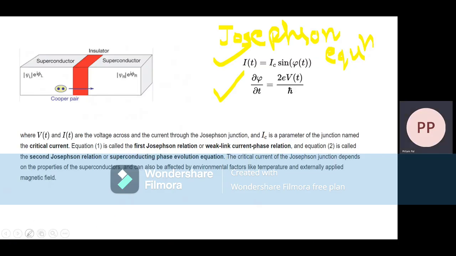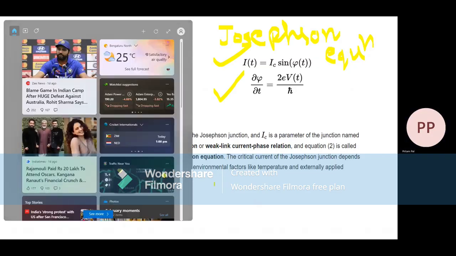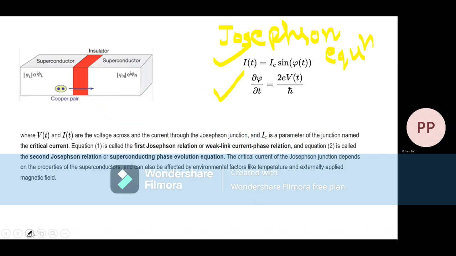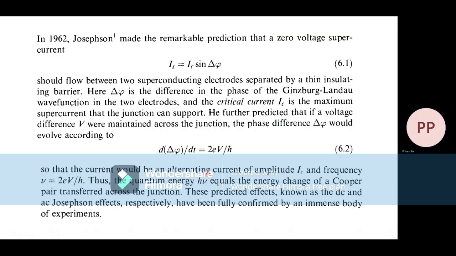So the next is, the critical current of the Josephson junction depends on the properties of the superconductor and can also be affected by environmental factors like temperature, externally applied magnetic field, and so on.